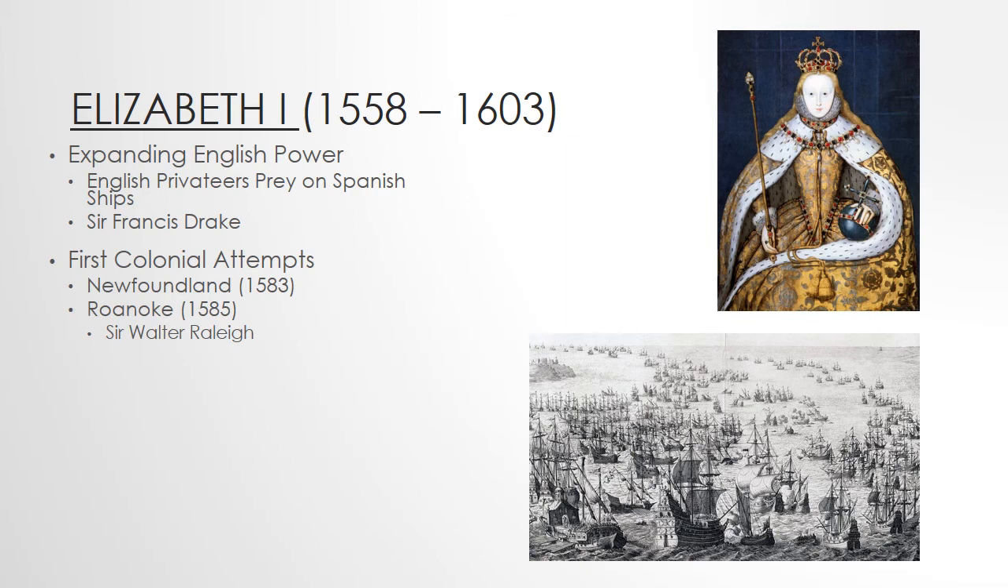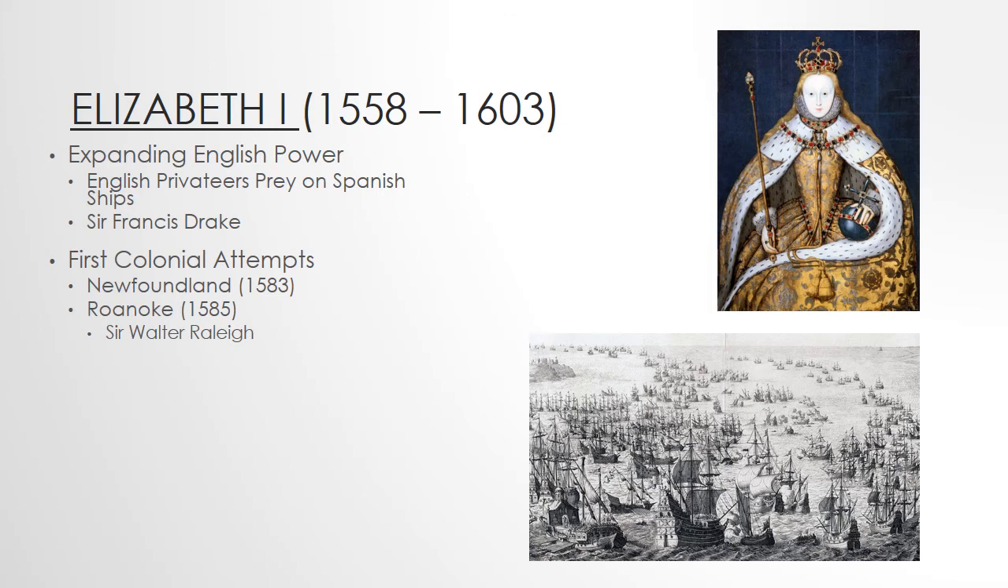Another thing that she does during this time period is she okays the first colonial attempts by England, where they found settlements in the New World. So the first settlement is up in Canada, in Newfoundland, in 1583, and that doesn't really work out very well. It fails rather quickly. And the second attempt happens actually on an island off the coast of North Carolina called Roanoke. And this is in 1585, led by Sir Walter Raleigh, who has lent his name to the state capital of North Carolina. But this colony also fails, mysteriously vanishing a few years after its founding.